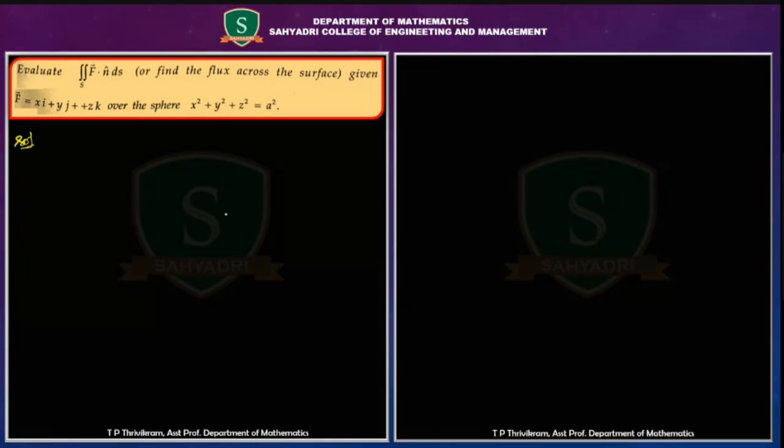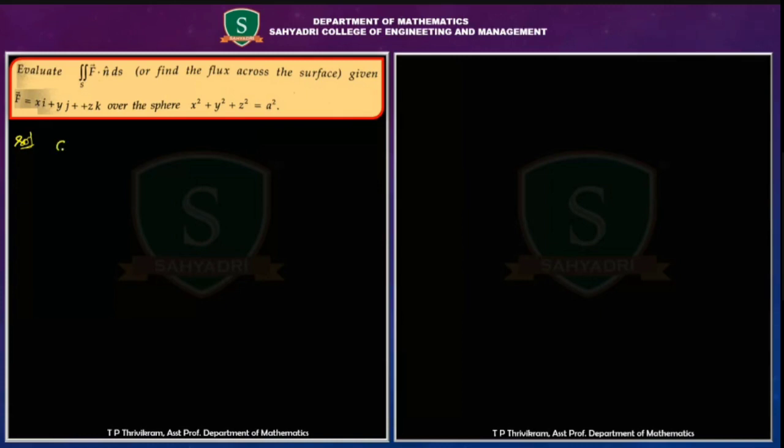So he is asking to evaluate the surface integral of F dot n cap dS, which we can also call the flux across the surface. The double integral over the surface of F dot n cap is also called the flux across the surface, where the given F is x i plus y j plus z k, over the sphere x square plus y square plus z square.